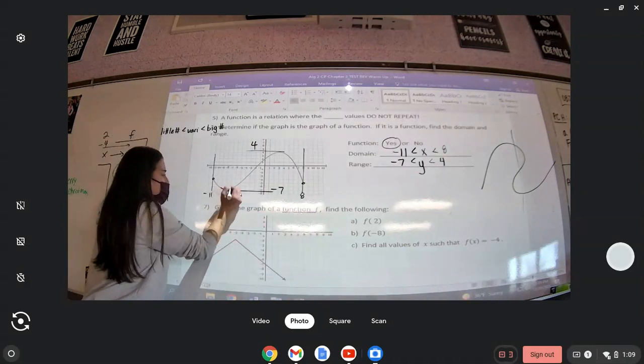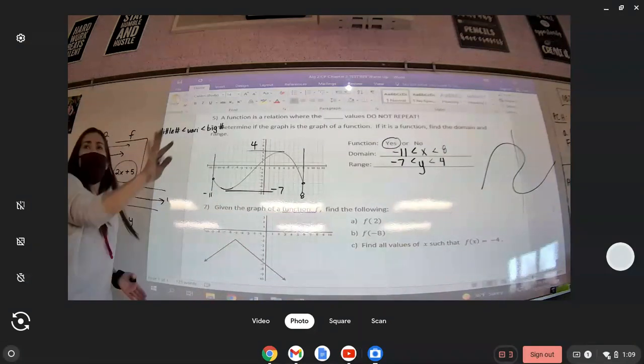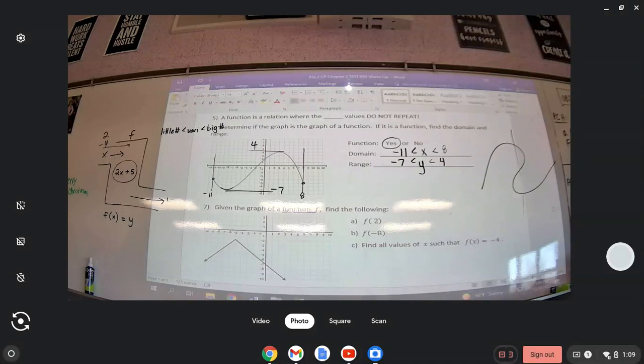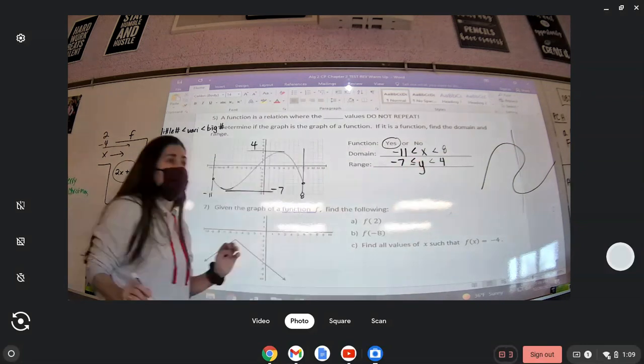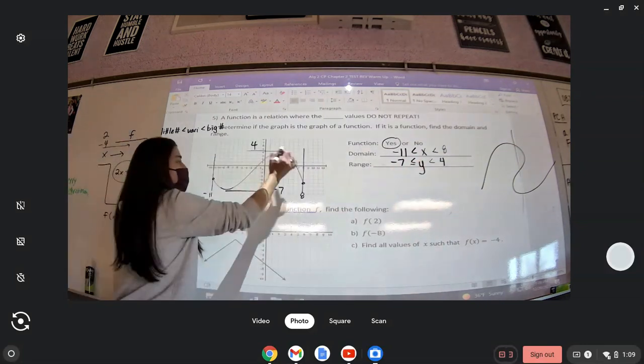Guys, at negative 7, it was just a line. It was a line that the graph went through. So that means it's included. It's a point on that line. So since it's included, do I want a line underneath that symbol? Yes. And then up here, same thing.